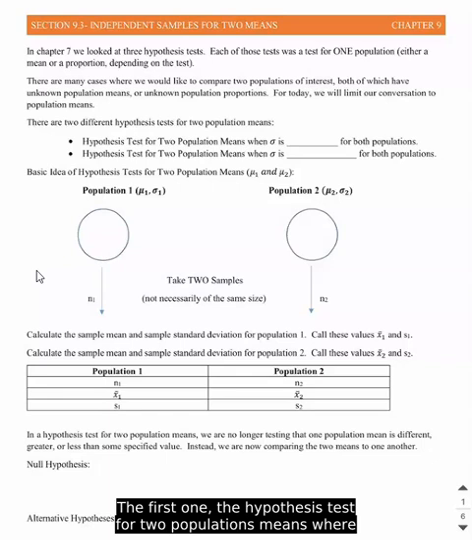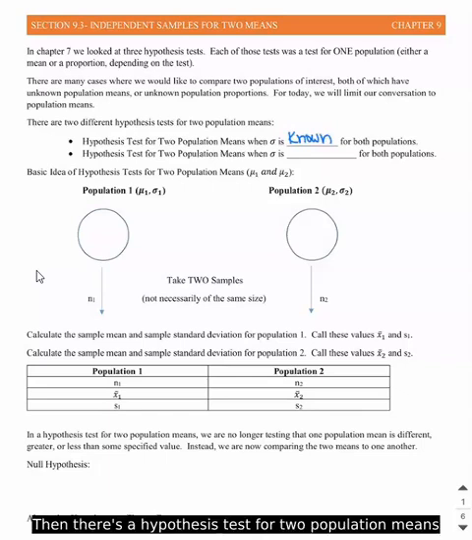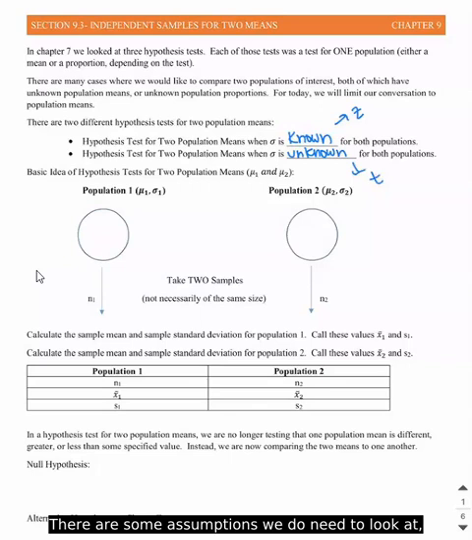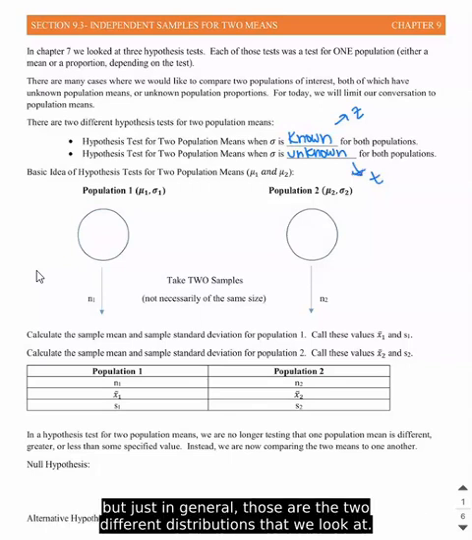The first one is the hypothesis test for two population means where the population standard deviation is known for both populations. And then there's a hypothesis test for two population means when the population standard deviation is unknown. You may recall that if we know the population standard deviation, usually it's a Z test, and if it's unknown, it is a T test. There are some assumptions we do need to look at, but in general, those are the two different distributions that we look at.